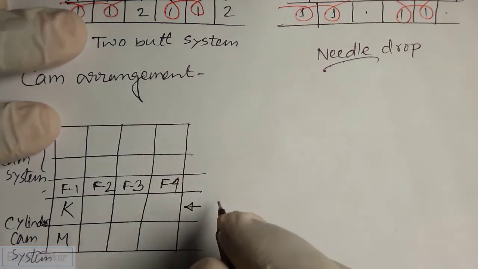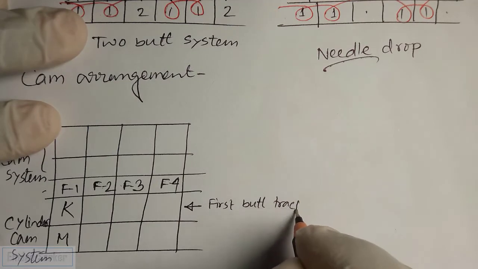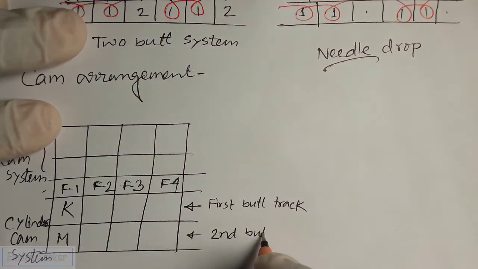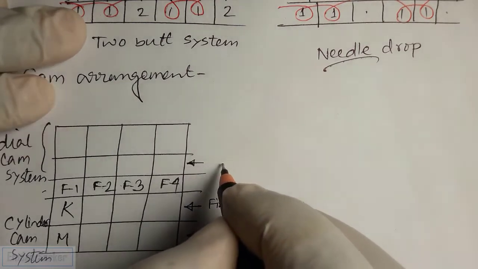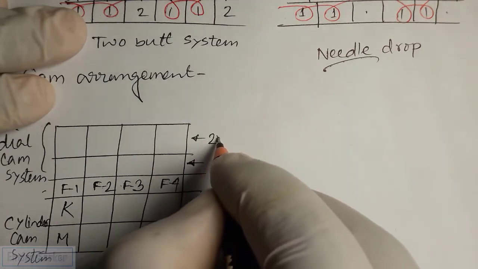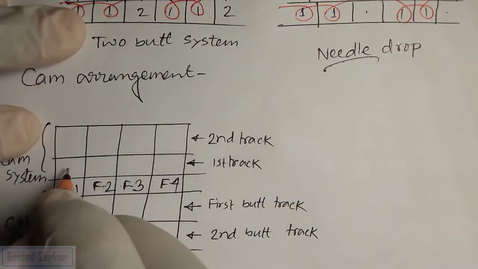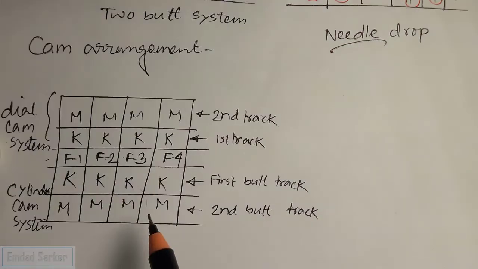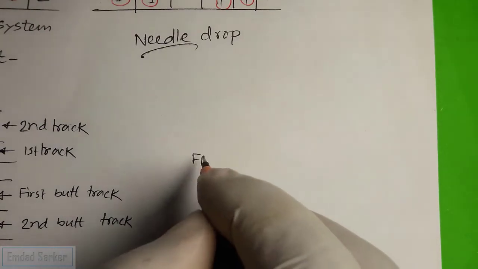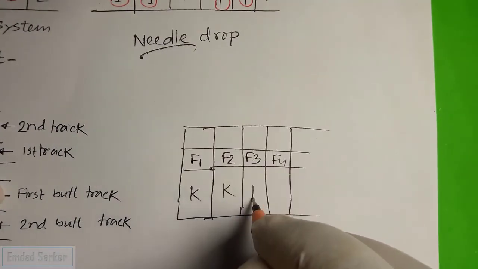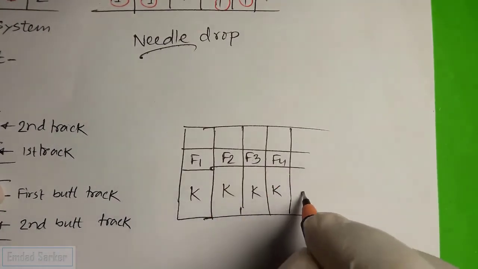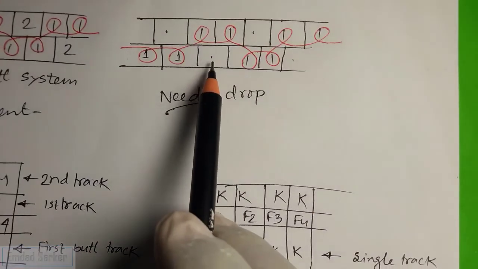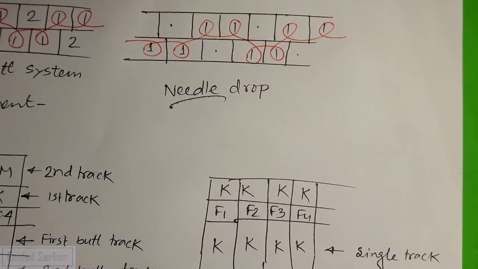This track is for the first butt track, and this is the second butt track. Similarly, this is for the first track and this is for the second track. Similarly, there will be a knit cam and there will be a miss cam. Actually, the second butt position needle has no function in this system. In the case of needle drop, in feeder 1, all feeders will contain knit cams only because this is a single track, as there are no needles, so the other cam track is absent here.